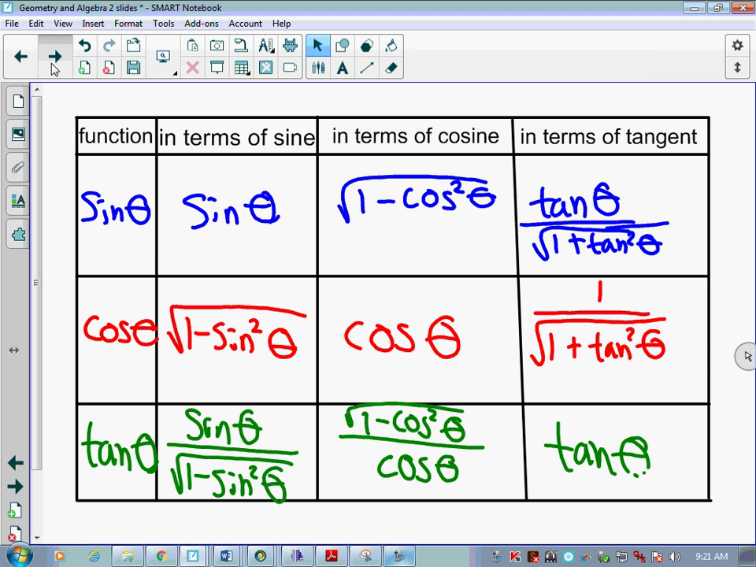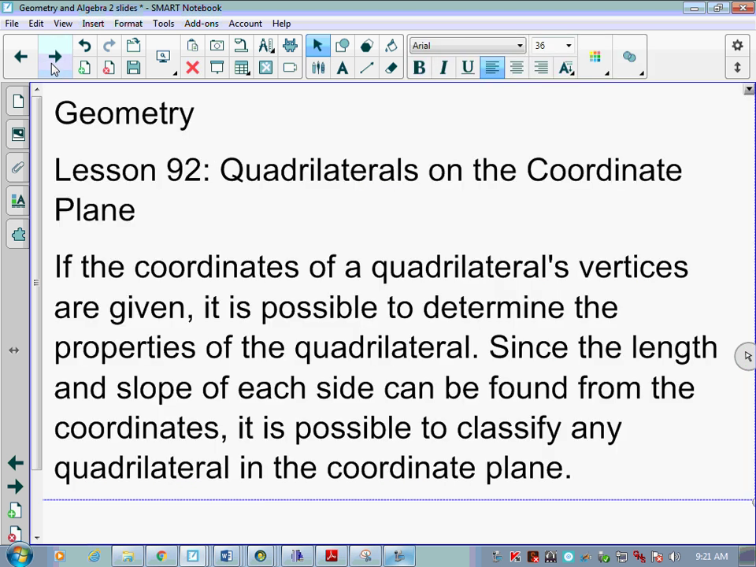All right, from there, lesson 92, quadrilaterals on the coordinate plane. This is us just putting shapes on a coordinate plane, on a grid. If the coordinates of a quadrilateral's vertices are given, it's possible to determine the properties of the quadrilateral. Since the length and slope of each side can be found from the coordinates, it's possible to classify any quadrilateral in the coordinate plane. I really feel like this is redundant in review because we've done this.